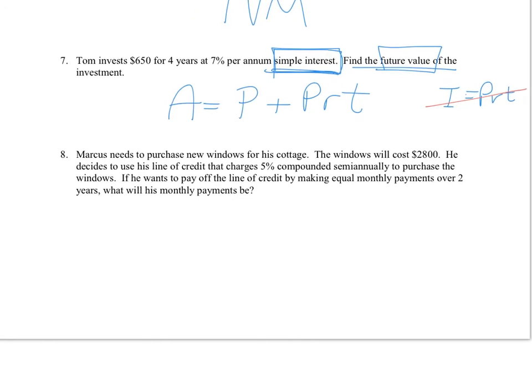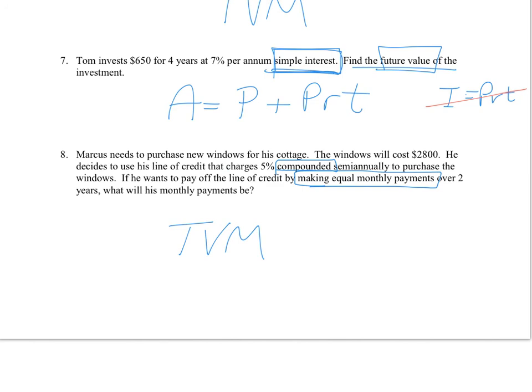Marcus needs to purchase new windows for his cottage. The windows will cost $2,800. He decides to use his line of credit that charges 5% compounded. So we know TVM solver or compound interest formula. If he wants to pay off the line of credit by making equal monthly payments, okay, we know we're using TVM solver. And then we just gather the information from here to enter into the TVM solver.